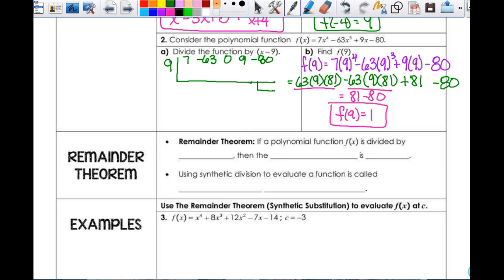So then as I work through this, bring down my 7. So 9 times 7 is 63. Zero's out. So 0, 0, 0, 9, 81. And your remainder is 1, which now that we did the B part, should be no big shock.